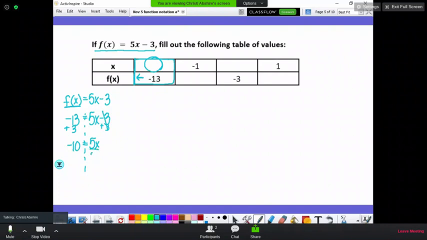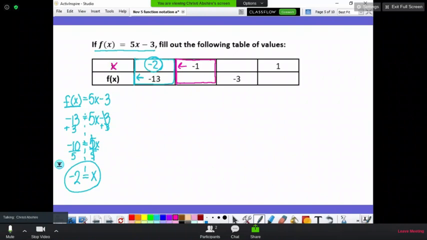Then I'm going to divide by 5 on both sides. Negative 10 divided by 5 is negative 2. 5 divided by 5 is 1. 1 times x is x. So x equals negative 2. Negative 2 goes here in the table. On the next part of the table, I notice that I'm given negative 1. And the negative 1 that I'm given is x. All the way over here, you can see that that is the x value.